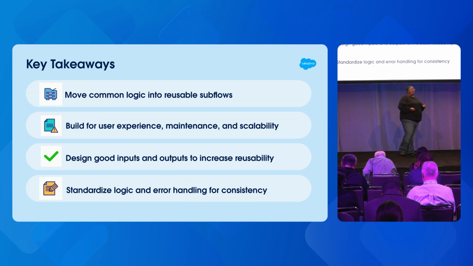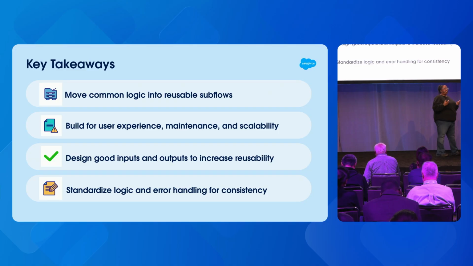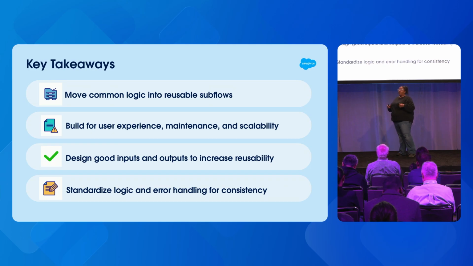Design good inputs and outputs. That goes back to the simple inputs and outputs like text and so forth that you're putting into your subflows. Why this is helpful is because it does not limit you when you start to use this subflow across parent flows. And then lastly, standardize the logic and error handling for consistency. That's putting that error handling within your subflow, making sure that the same error is consistent each time. If it does come up, you hope there are no errors, but if there are, it's very consistent. And also the behavior is consistent.